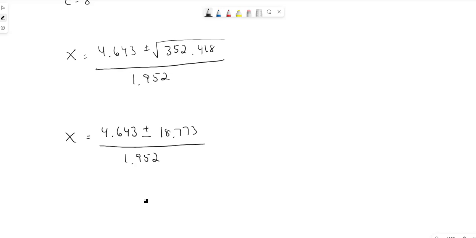Now, one of these is going to give me a positive number, one's going to give me a negative number. I'm talking about years after 1990. So clearly if it's going up, the years before 1990 were not real good for internet usage in Europe. It wasn't good for internet usage anywhere. So let's choose the x value that makes this positive. So let's do 4.643 plus 18.773 over 1.952. That's the 2 times 0.976.